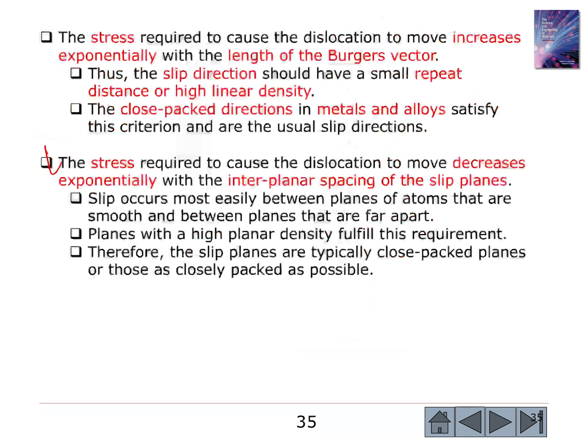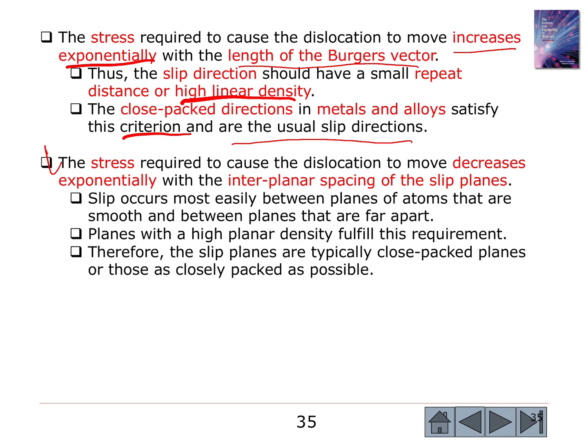Okay, so the stress required to cause the dislocation to move increases exponentially with the length of the Burgers vector, right? So the longer the Burgers vector, the higher the stress required to cause the dislocation to move. Thus, the slip direction should have a small repeat distance or a higher linear density. If you go back to chapter number 3, you can see what repeat distance and higher linear density are. The close packed directions in metals and alloys satisfy this criterion and are the usual slip directions.